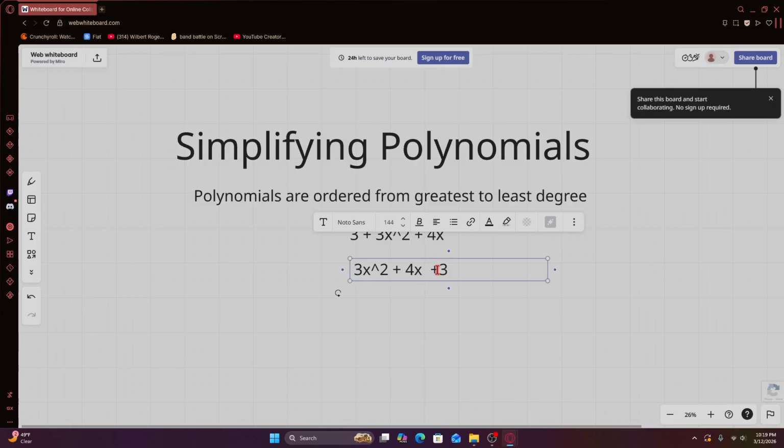And because we have a coefficient in our leading term, this is our leading coefficient.